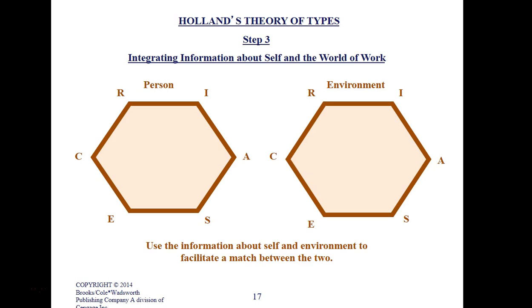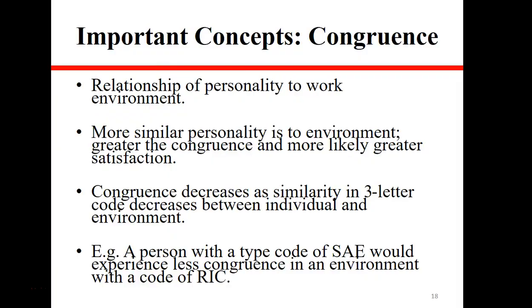When codes are very different from each other, so if you have someone with the codes of, let's say, conventional, artistic, and investigative, then it might be harder. You'll find there are fewer occupations that reflect that unique combination of codes.